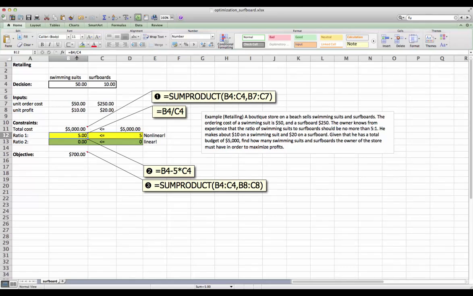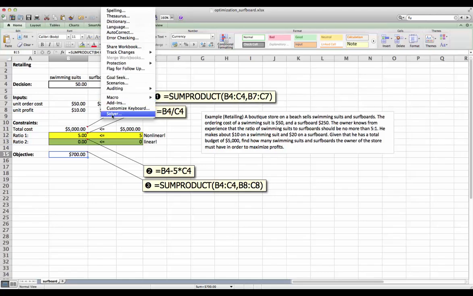However, notice that by putting C4 in the denominator, B4 and C4 are having a nonlinear relationship with each other. Okay, let's see the consequences. After we set up the objective, which is just the straightforward sum product of the unit profit with the decision, we get the total profit. We are ready to solve it using the constraint we just set up.